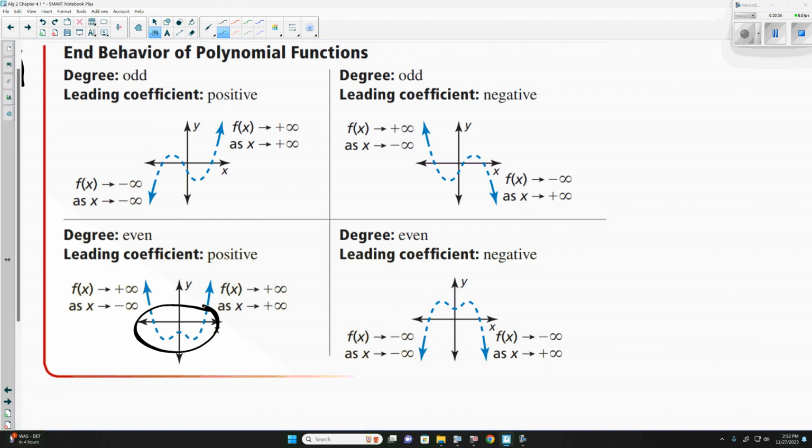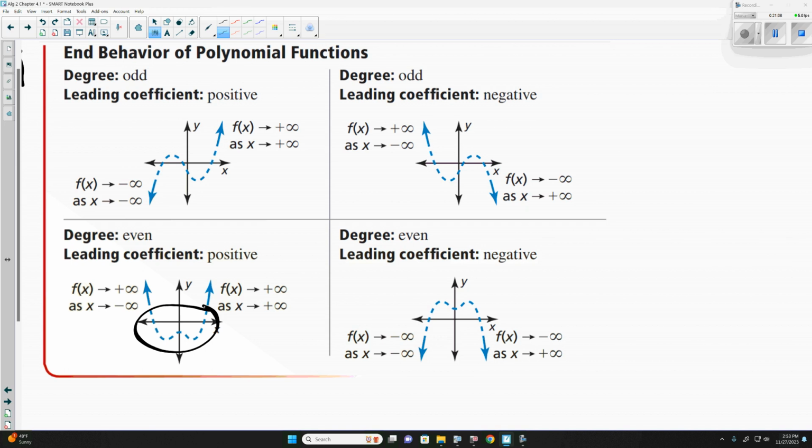And if it's even and negative, f of x, the y values will approach negative infinity as the x values approach positive infinity. And f of x is going to approach negative infinity as x approaches negative infinity. Because what we're saying for even degree functions is that the y values will eventually either both be going towards positive infinity or both go to negative infinity. They're both going to go up, or they're both going to go down.